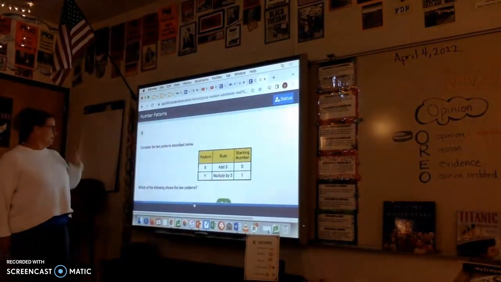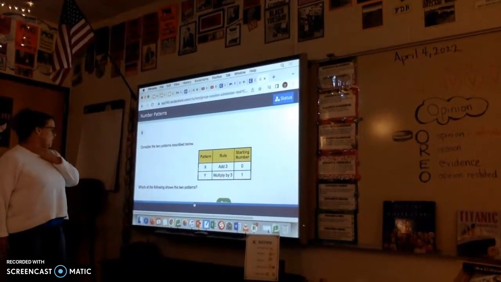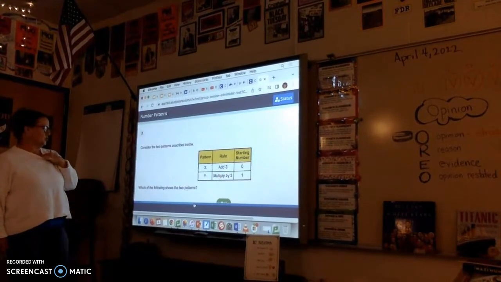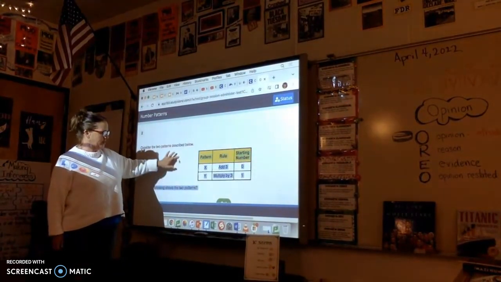Consider the two patterns described below. Which of the following shows the two patterns? All right. I don't know how to get this to go up.